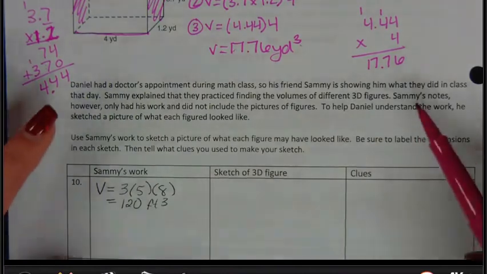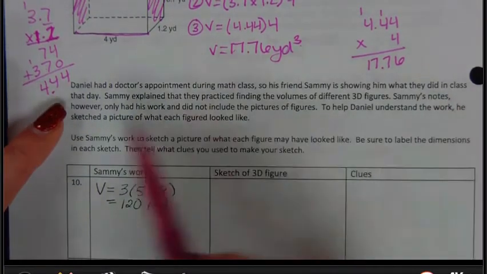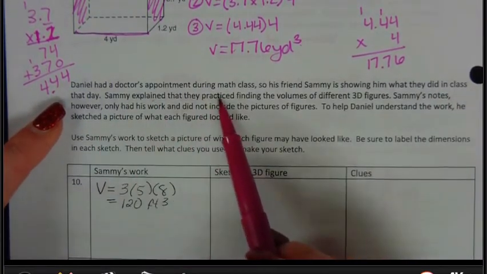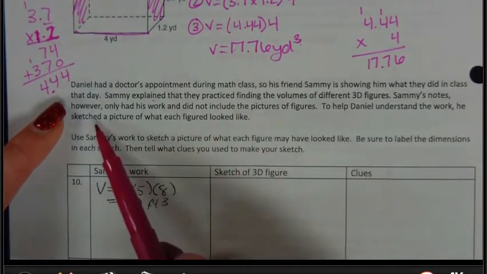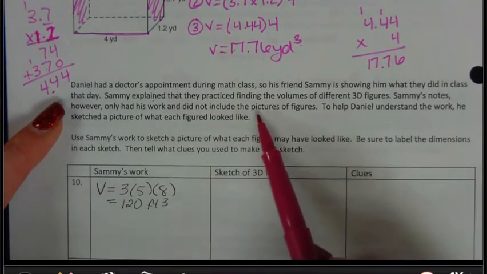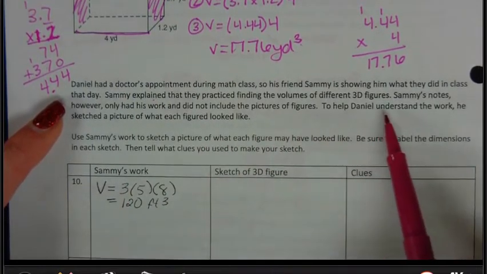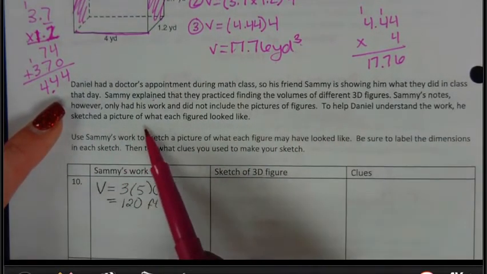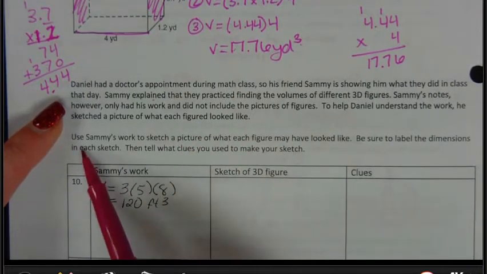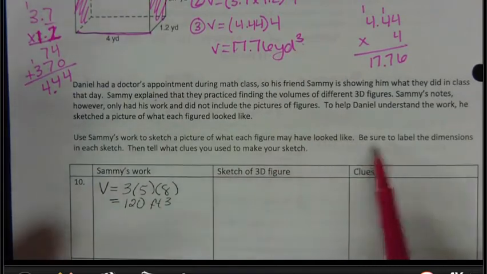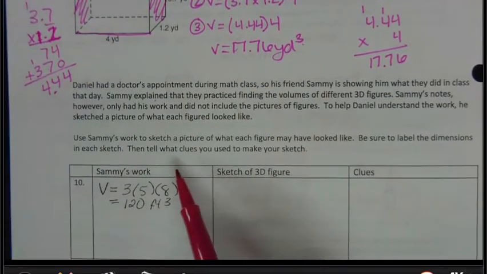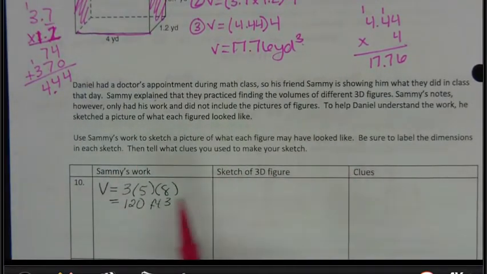All right, and the last one, Daniel had a doctor's appointment during math class, so his friend Sammy is showing him what they did in class that day. Sammy explained that they practiced finding the volumes of different 3D figures. Sammy's notes, however, only had his work and did not include the pictures of figures. To help Daniel understand the work, he sketched a picture of what each figure looked like. Using Sammy's work to sketch a picture of what each figure may have looked like, be sure to label the dimensions in each sketch, then tell what clues you used to find the sketch.